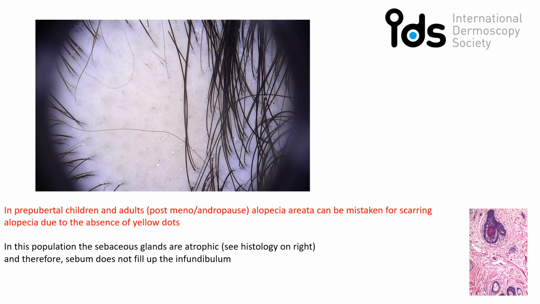Keep in mind something important. In prepubertal children and in adults after the menopause or andropause, the sebaceous glands are atrophic or hypoplastic, so they are not able to fill the infundibulum with yellow sebum. Therefore, the yellow dots may be absent, and this could lead to a common mistake of calling this scarring alopecia because of the absence of yellow dots.